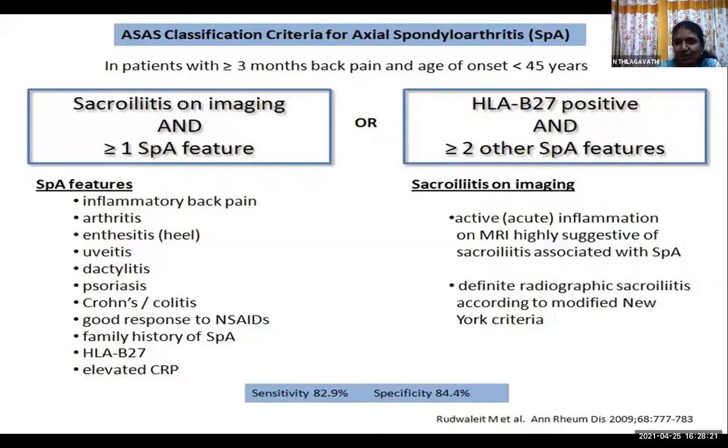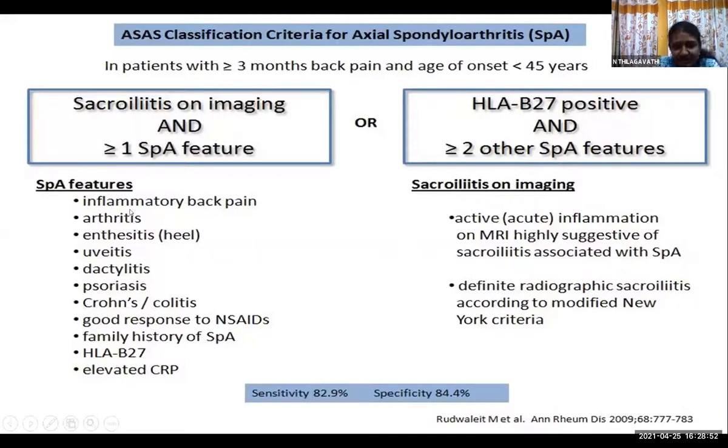So we have two arms in this. One is the imaging arm, the other is the clinical arm. In the imaging arm, we have to do MRI, because for the X-ray to show the structural changes, it might take years. So MRI will pick up the bone marrow edema, acute inflammatory changes. MRI highly suggestive of sacroiliitis, plus one of the spondyloarthritis features. So these are the spondyloarthritis features.